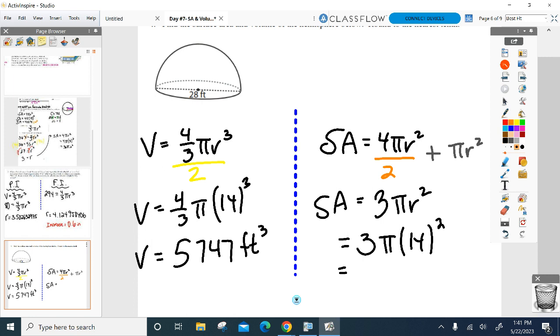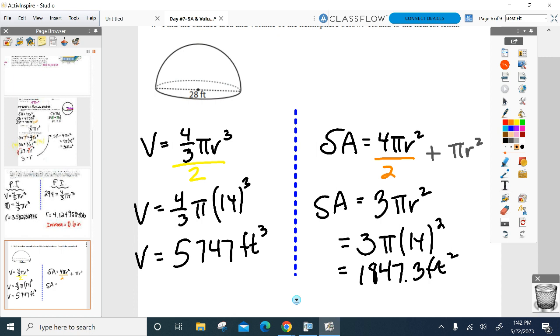And what do we got there? 1,847.3 square feet. All right, surface area, everything on the outside. We got to count the circle on the bottom. All right, spheres, we're done.